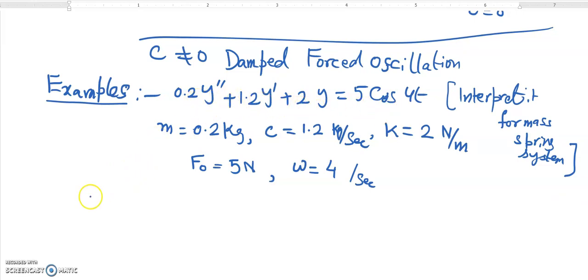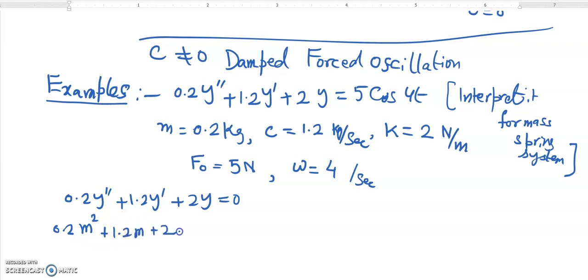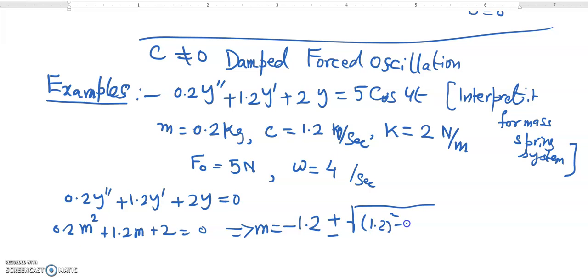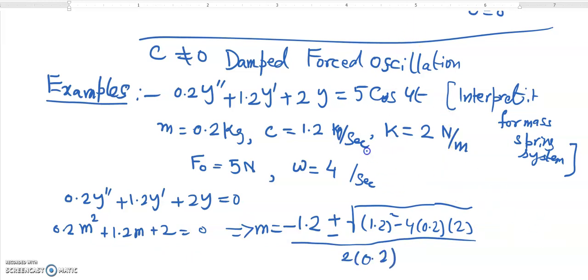So for the homogeneous equation, 0.2 y double prime plus 1.2 y prime plus 2y is equal to 0, we have the characteristic equation in terms of m: 0.2 m squared plus 1.2 m plus 2 is equal to 0. This can be solved by the quadratic formula, or we can even factorize it, whichever is easy for you. I use the quadratic formula here: minus 1.2 plus minus the square root of 1.2 squared minus 4 times 0.2 times 2, divided by 2 times 0.2. So the solution of m will return 2 values.